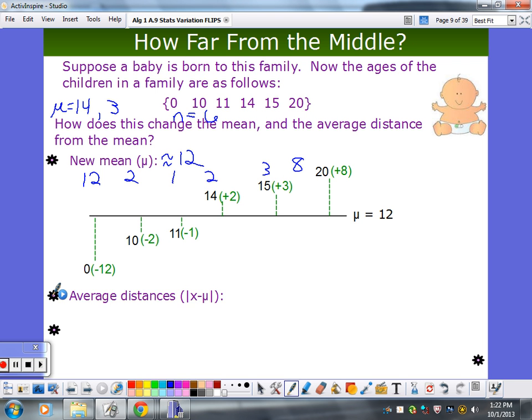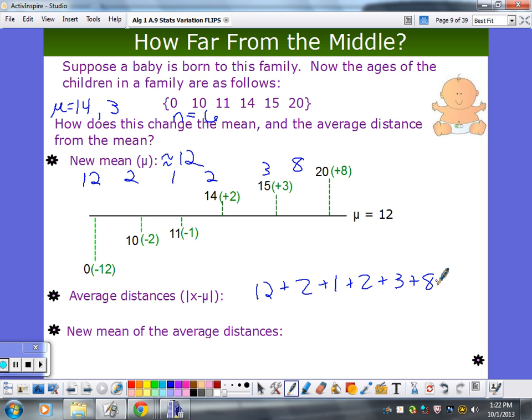So let's see if we can figure out the average from this. We're going to add 12 plus 2 plus 1, plus 2, plus 3, plus 8. These are my new distances from the mean. And if I divide by my n of 6, I should get my new average distance from the mean. What do we get here? 12 plus 2 is 14, plus 1 is 15, 17, plus 3, 28. All over 6. Calculate, friends.